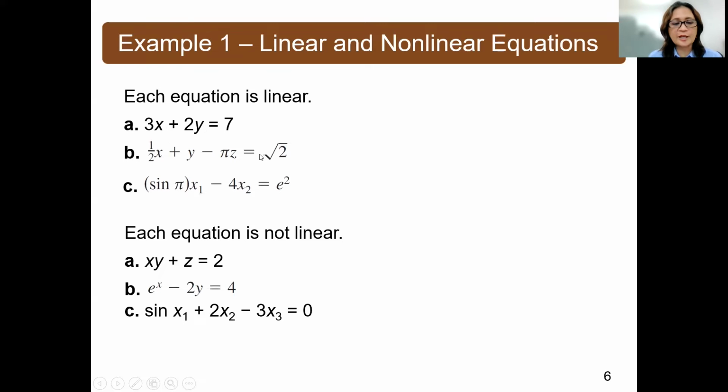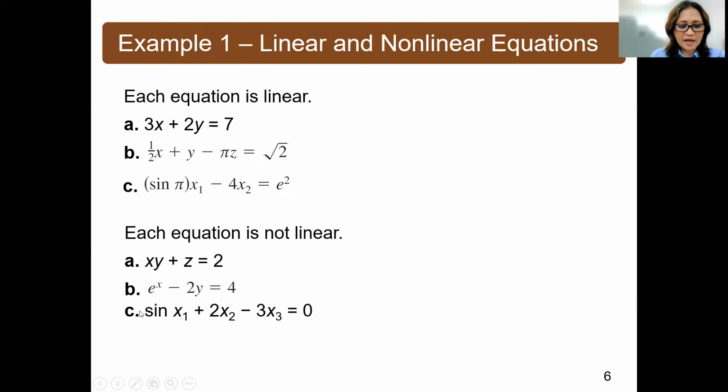They're all first degree. Now, in the next set of examples, we will have nonlinear equations. So x times y plus z is equal to 2 is nonlinear because we have a product of two variables. For b, e raised to x minus 2y equals 4 is nonlinear because we have a transcendental function of x, which is exponential.